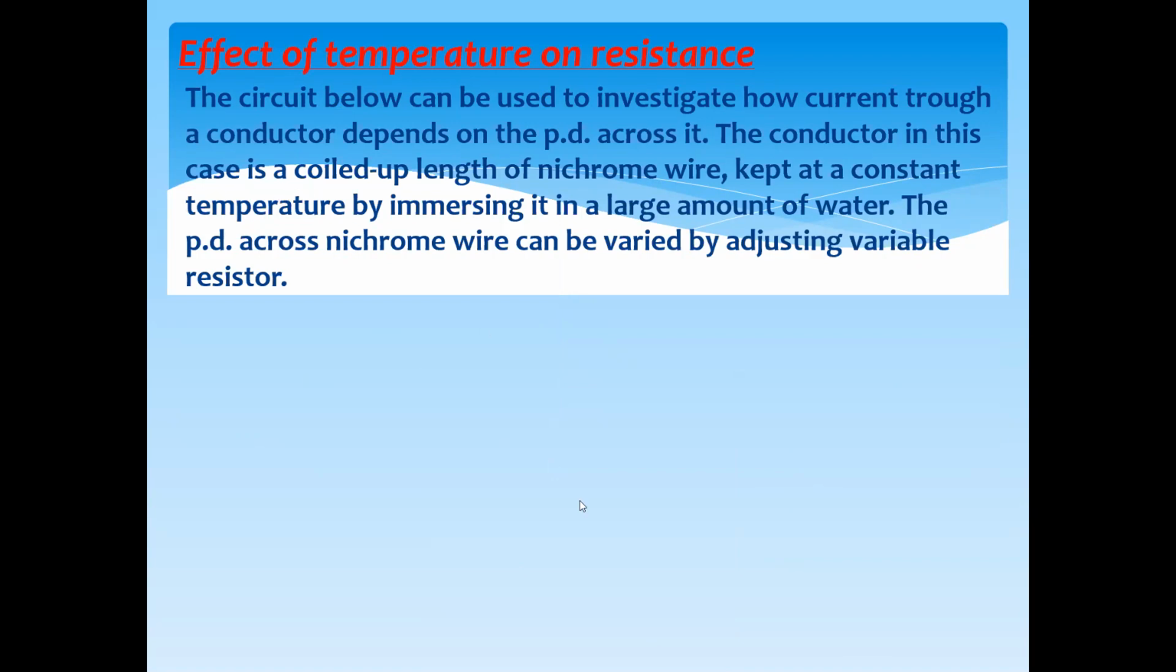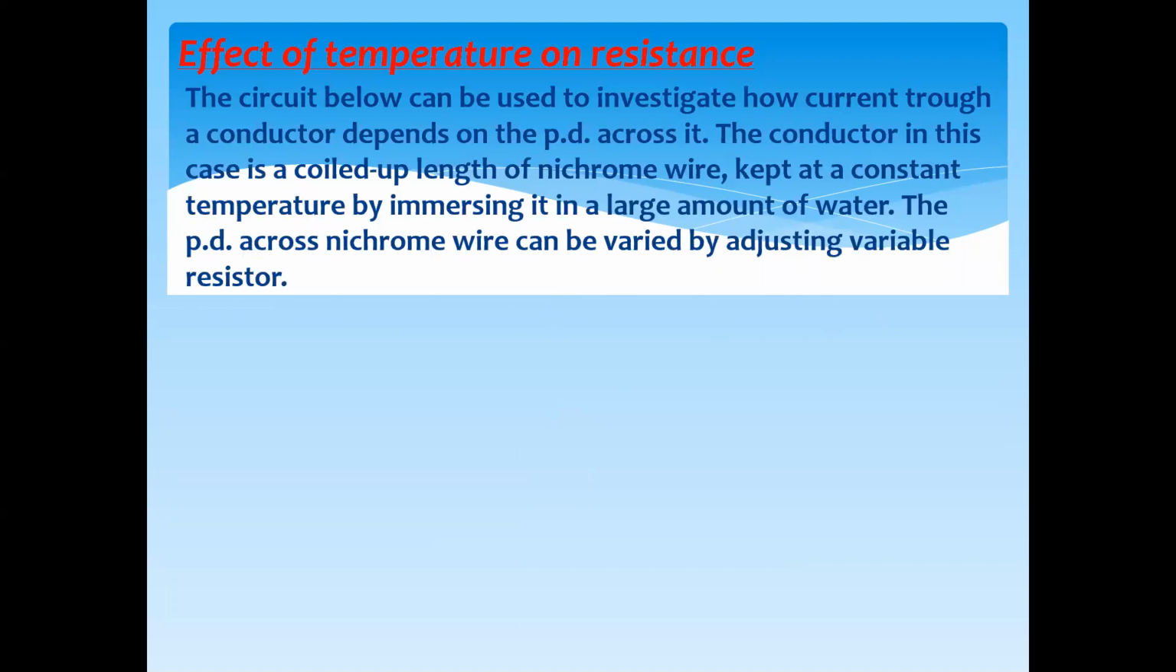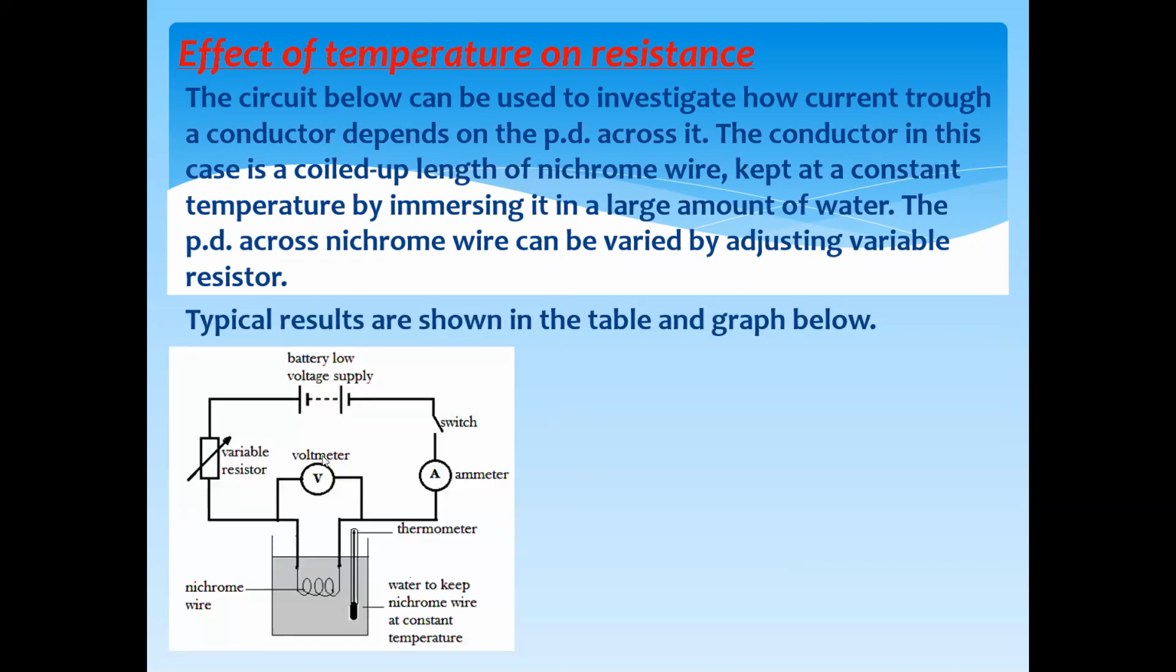A simple experiment in which we can identify the effect of temperature on the resistance of a conductor. The circuit below is used to investigate how the current flowing through a conductor depends on the potential difference. The conductor in this case is the coiled nichrome wire. We connect a voltmeter and an ammeter. It is first kept at a constant temperature by immersing it in a large amount of water, and the potential across the nichrome wire is adjusted using a variable resistor.